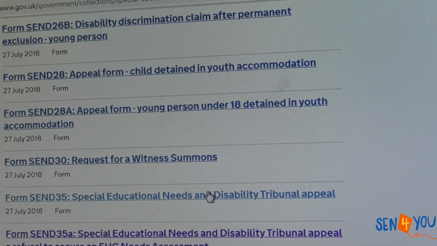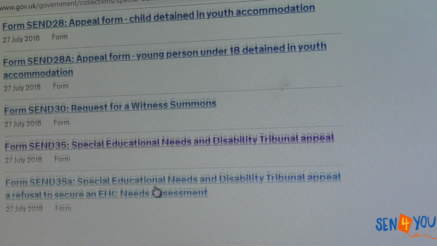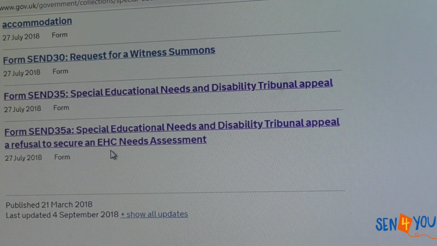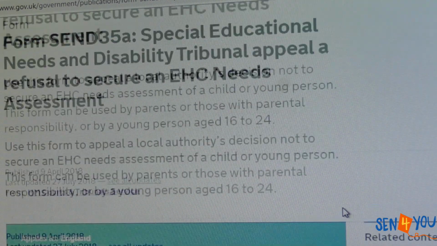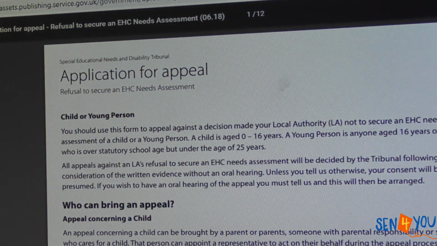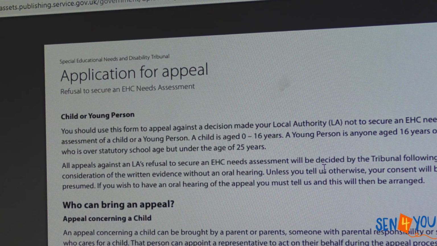Now, going back to the main screen, we've now looked at a general appeal form. You've then got Send Form 35A, and that is where you're lodging an appeal against the refusal to carry out an EHC needs assessment. So if we look at this particular form, it's the same type of form. It's just very subtly different, because at this point, obviously, the child doesn't have a plan, and so the boxes that are regarding your dispute about section B, F and I are not applicable.